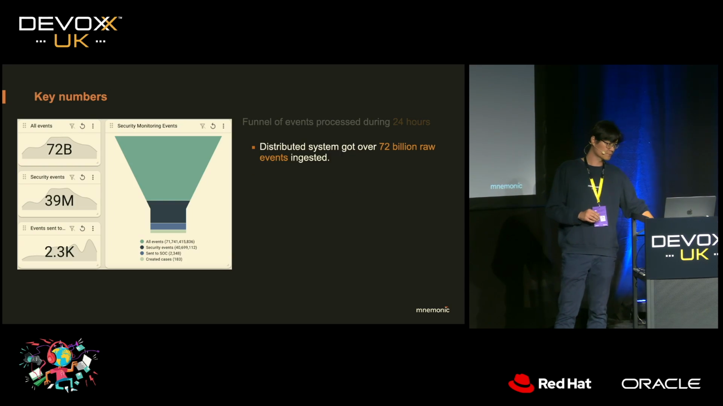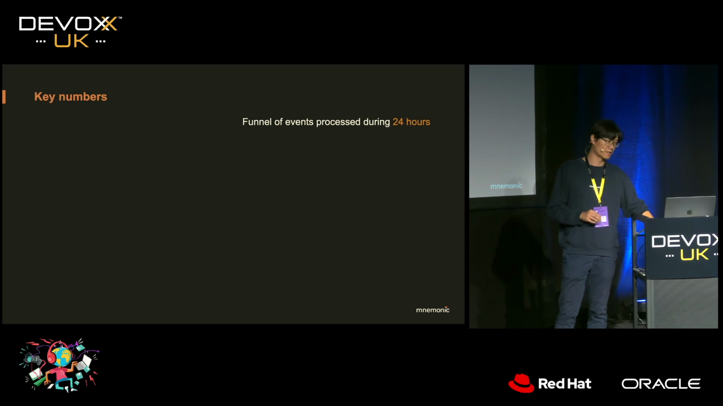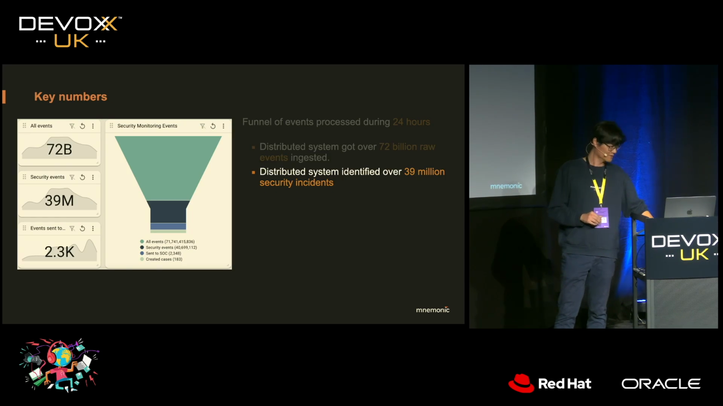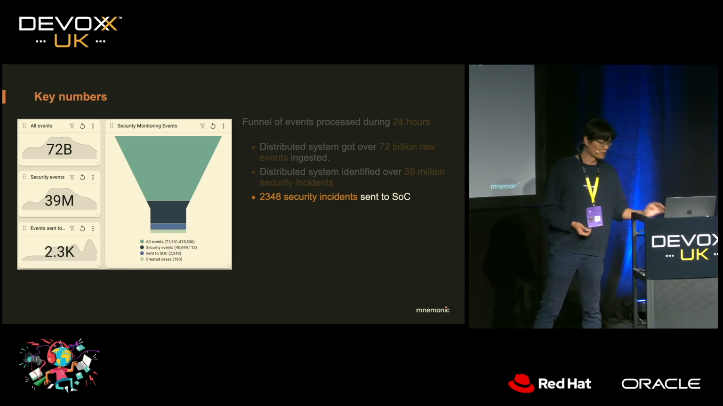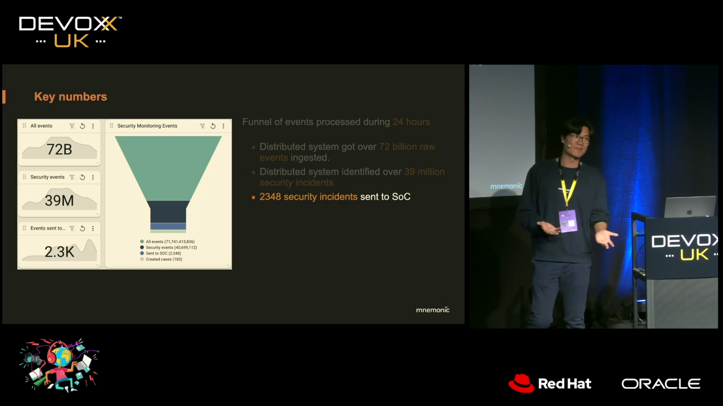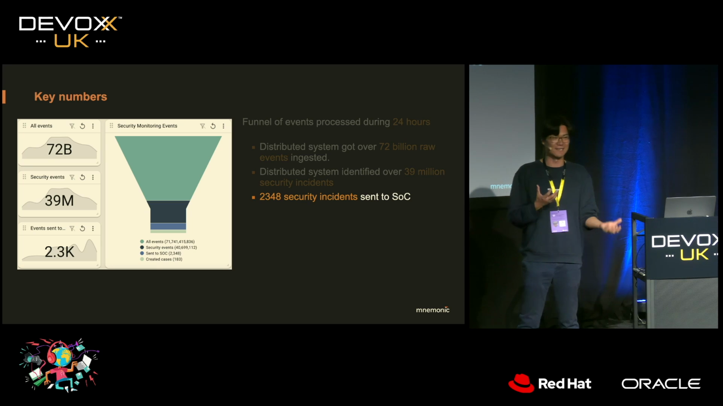Pressed too quick. Anyway, it doesn't let me show. Maybe it's a secret. So now it shows. Over 2,000 are actually sent to the SOC to get analyzed by humans.